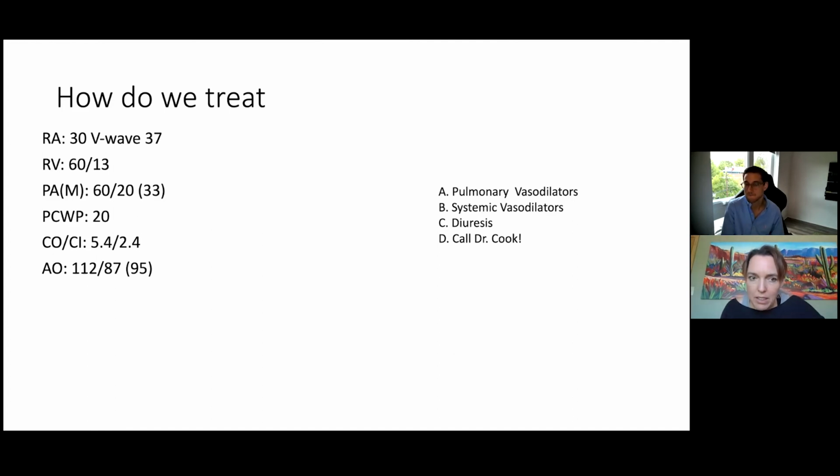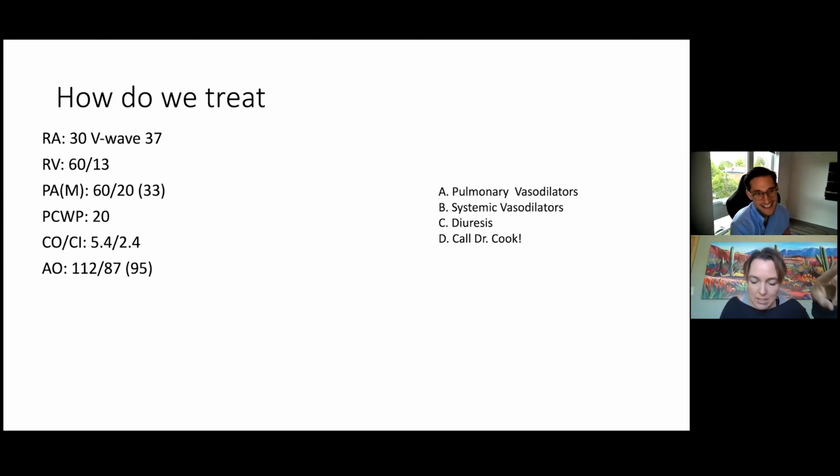But if we go back and calculate what the SVR is for this patient, that's going to be the MAP, which is 95, minus the right atrial pressure of 30, divided by the cardiac output of 5.4, times 80. So wait a second. This is what I called you for. Did we do this? Are you guys watching? I want you to pull out your phones and do the calculation with me. Let's do it one more time together.